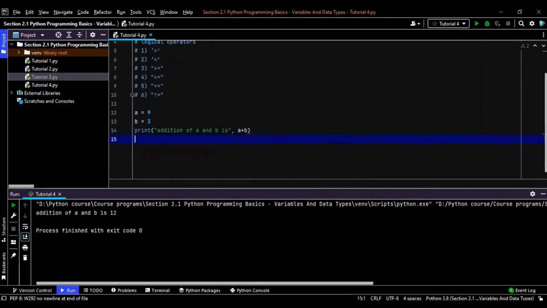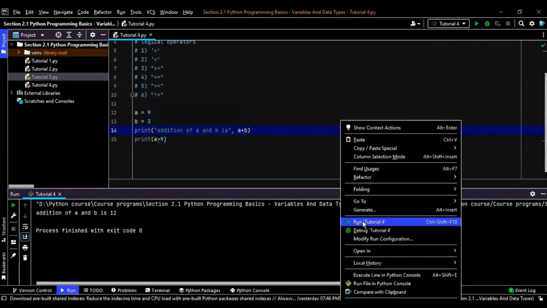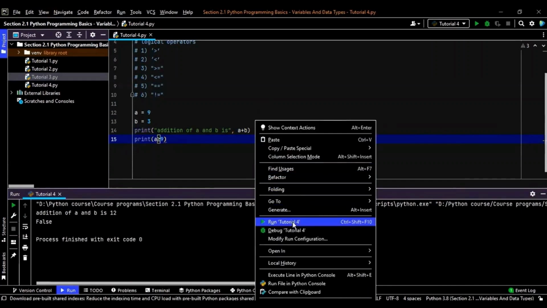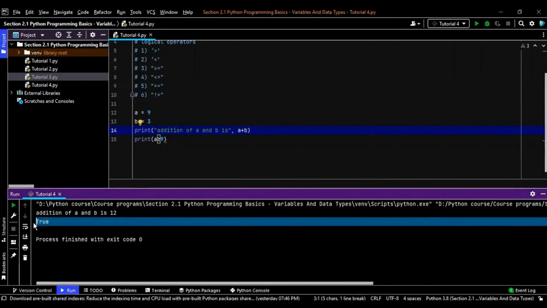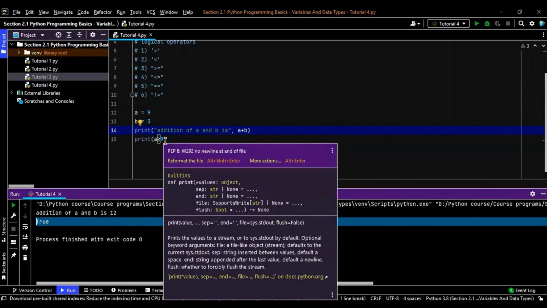Now let's try looking at whether a is greater than 9 or not. If I write this down, it says false. But what is the value stored over here? It's 9, right? That means we can use something over here which is known as greater than or equal to. And if I try this out, it will tell me that the value is true. It is definitely a is greater than or equal to 9.